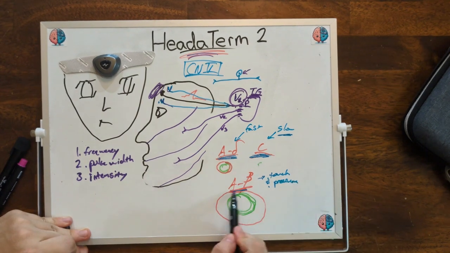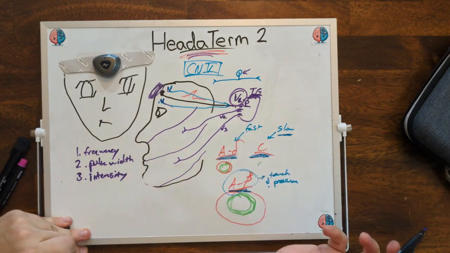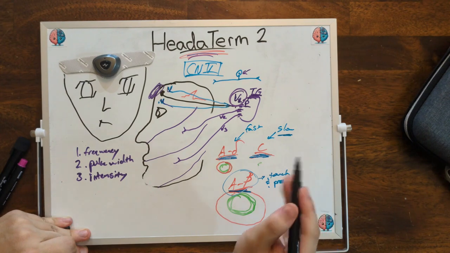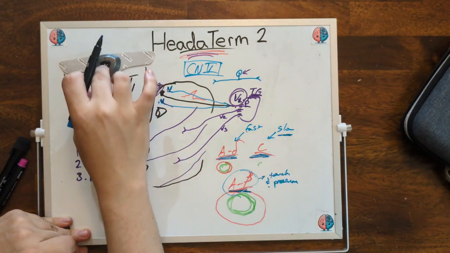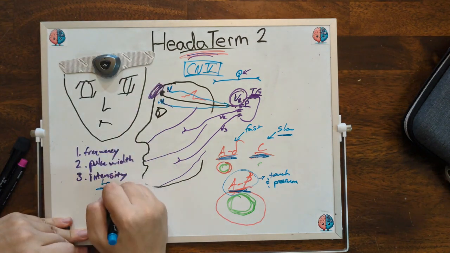And this is what HeadaTerm 2 mostly activates. It sends an electrical signal that activates these A beta fibers. So it doesn't feel like pain, but touch. What's great about HeadaTerm 2 is that you actually have 9 levels, so you can control the intensity. So there's 9 levels here.